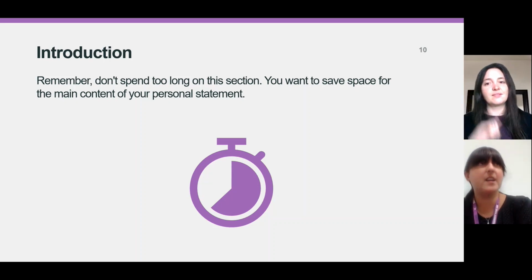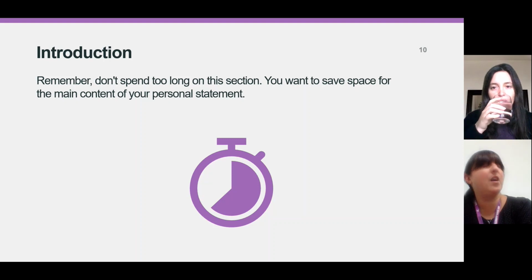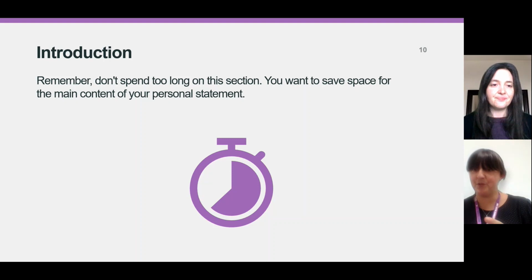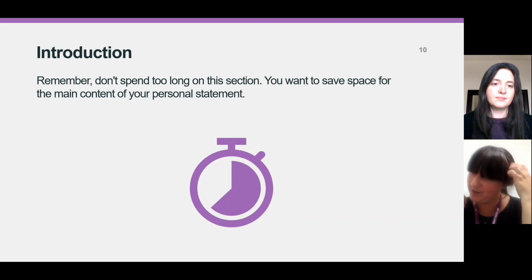Definitely. And I guess that's another reason why I would say, maybe this is my personal preference, that you want to write those main examples first, and that's where you want the writing to be, basically. And as you can see here, it's a good idea to not dwell and spend too much time on that section. Like I just said, you want to save space for the main content of your personal statement, and that main body text should just be a couple of lines.